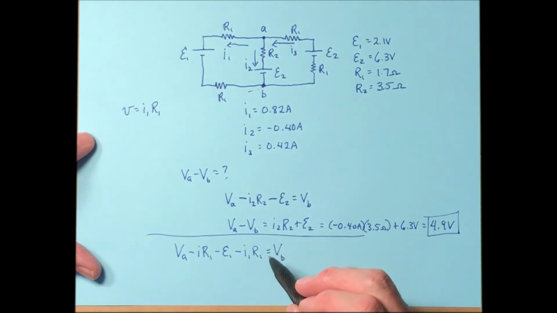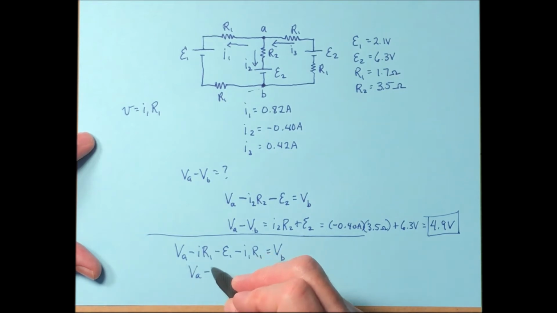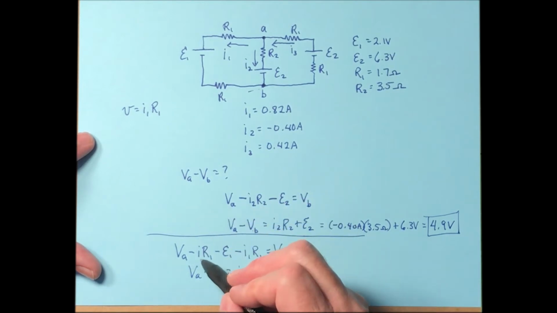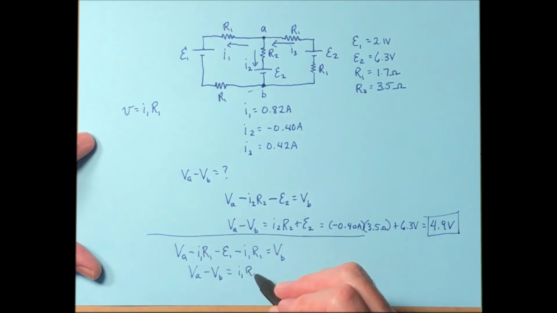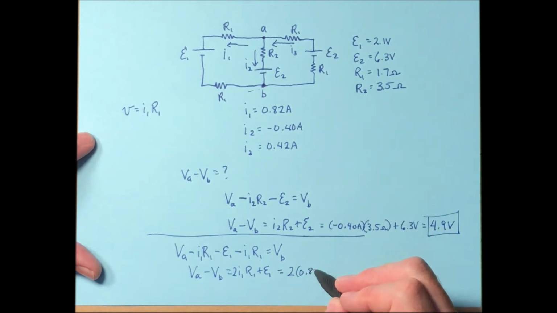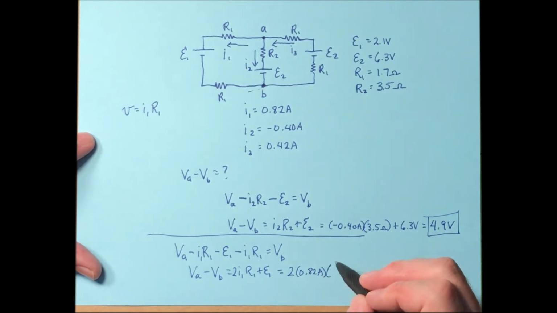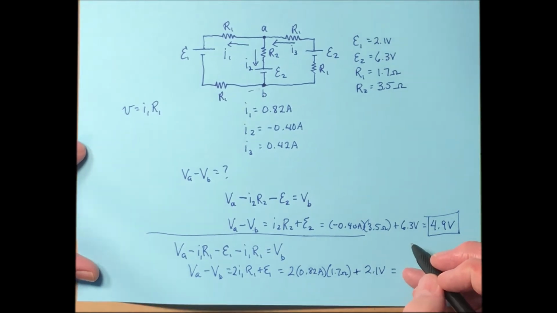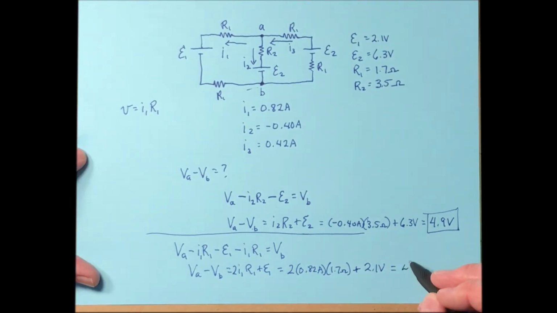So let's solve for VA minus VB, and that's going to be I, now which I was at? That was I1. I1 R1 plus E1, and there's two of those, so I could just stick a 2 in front of that. Okay, let's plug in the numbers. 2 times I1 is 0.82 amps, times R1, R1 is 1.7 ohms, plus E1, 2.1 volts. Add all of that up, and what do you end up with?